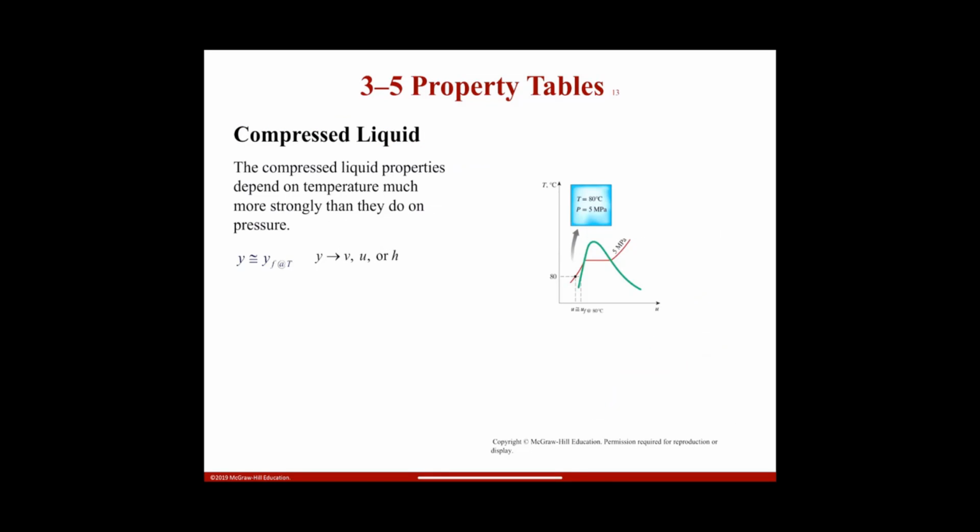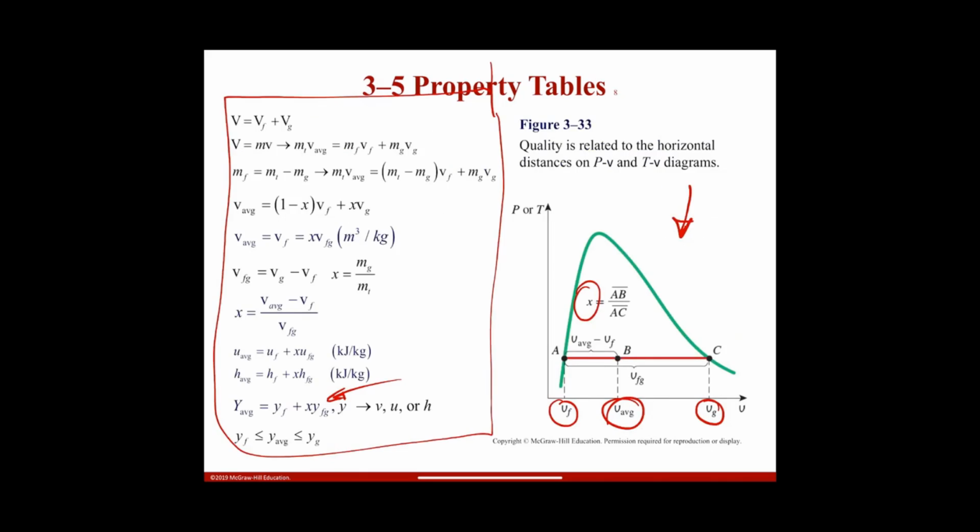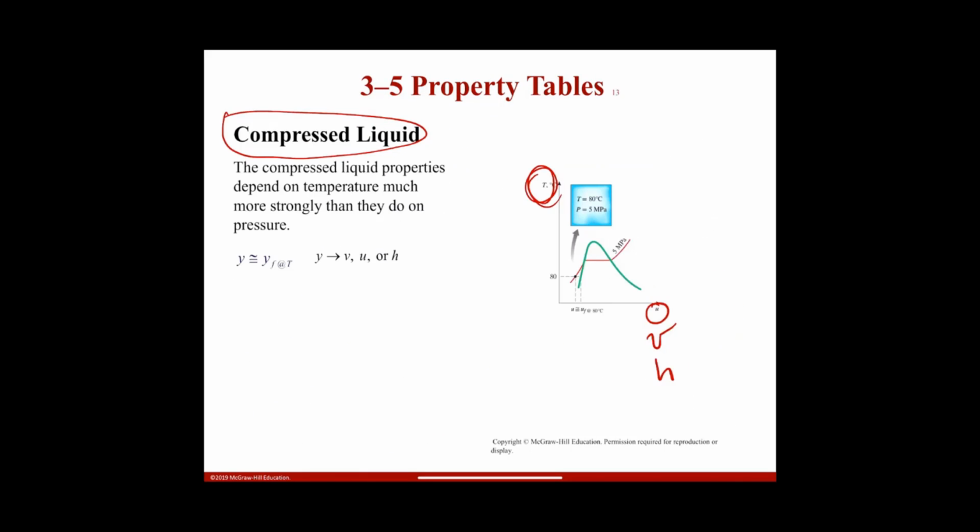For compressed liquid, it's simple, guys. Why is that simple? Because we have a table for compressed liquid, okay? But the compressed liquid properties depend on temperature much more strongly than they do on the pressure. So when you have my T-v or my T-h diagram, you can approximate the values to the mixture tables. How so?